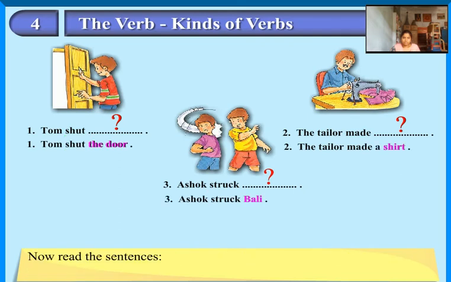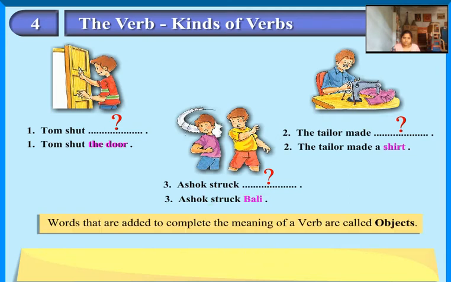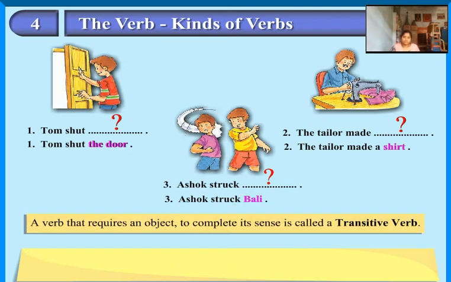Now read the sentences. Tom shut the door. The tailor made a shirt. Ashok struck barley. Words that are added to complete the meaning of a verb are called objects. The door is the object of the verb shut. A shirt is the object of the verb made. Barley is the object of the verb struck. A verb that requires an object to complete its sense is called a transitive verb.